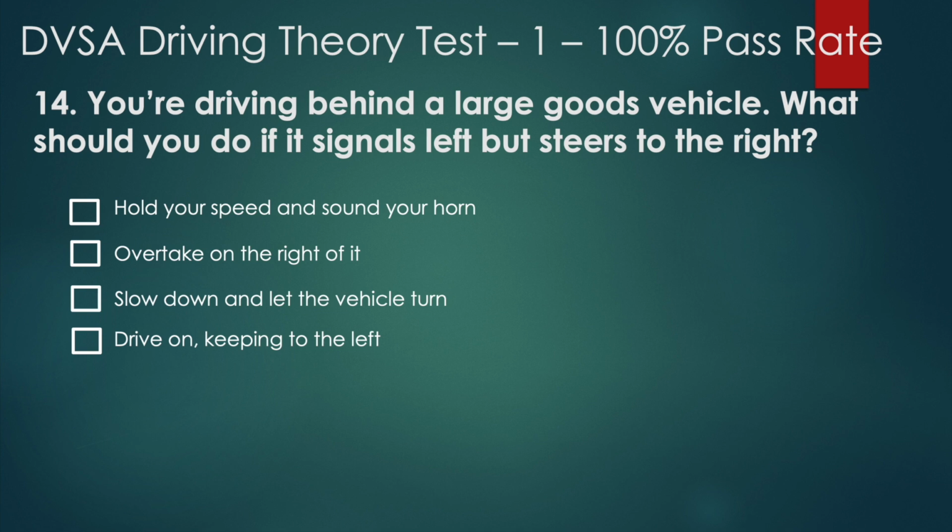14. You are driving behind a large goods vehicle. What should you do if it signals left but steers to the right? A. Hold your speed and sound your horn. B. Overtake on the right of it. C. Slow down and let the vehicle turn. D. Drive on, keeping to the left. And the answer is C. Slow down and let the vehicle turn.